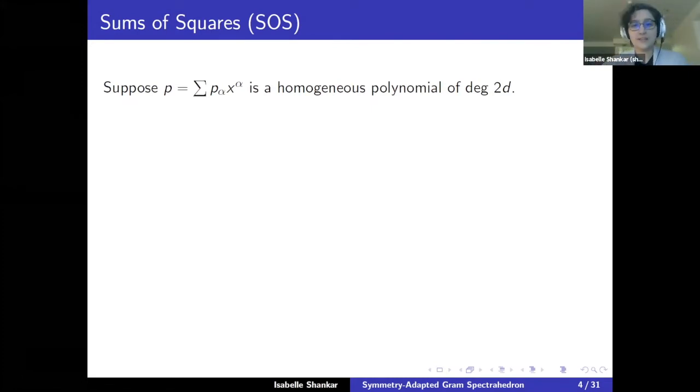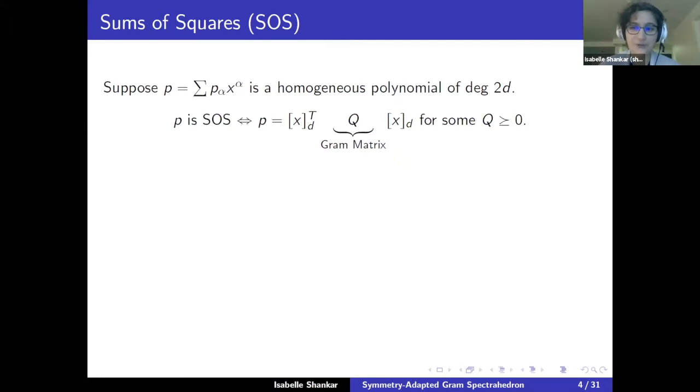Cool, so let's talk a little bit about sums of squares. Why would this be a good relaxation? How does it actually make it easier? Well, let's start with a polynomial p. Again, I'm going to say it's homogeneous, by which I mean the degree of each term in the polynomial is the same, and specifically of degree 2d, right? So we always need an even degree.